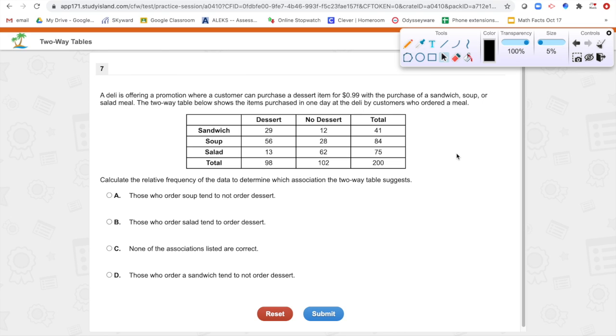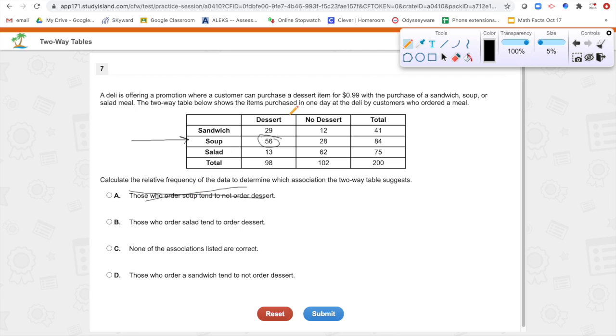Okay. A deli is offering a promotion where a customer can purchase a dessert item for 99 cents with a purchase of a sandwich, soup, or salad meal. So the two-way table shows what is purchased. Once again, it says calculate relative frequency. We don't necessarily have to calculate the relative frequency. We can just go ahead and look at the numbers. So A: those who order soup tend not to order dessert. So we're looking at the soup row and tend to not order dessert. That's not correct. More people order dessert, so we can eliminate A there.